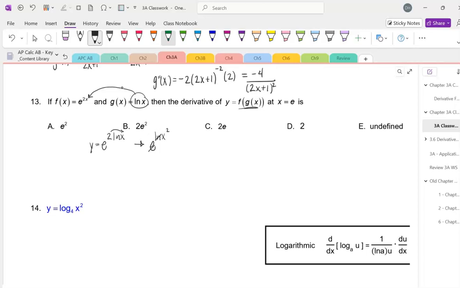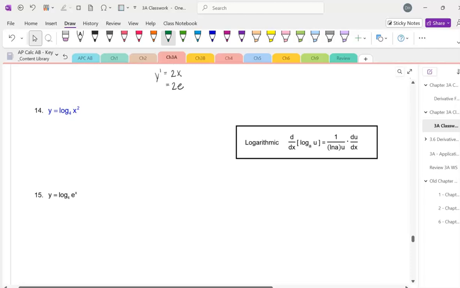Again, e is a base, natural log is the base of e. So essentially, you're taking the derivative of x squared. We've got y prime is 2x, and then just input the e. So our final answer is 2e, which is letter C.